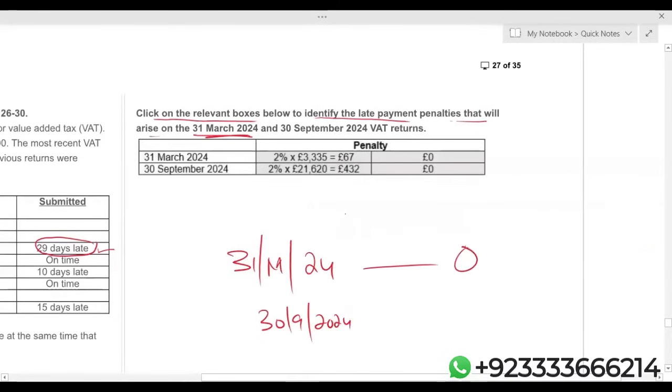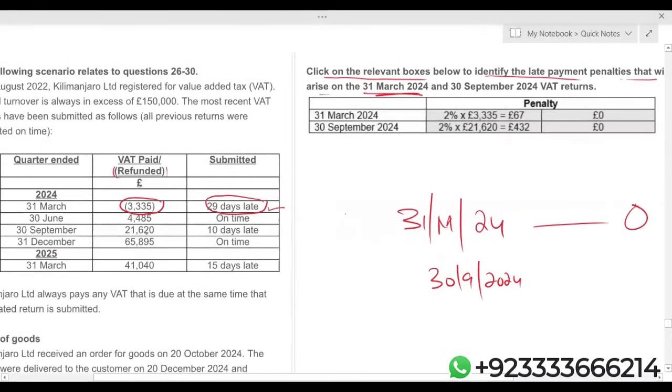Then they're asking September 24. September 24 is just 10 days late. Again, no penalty. Why? When you are submitting within 15 days, no penalty. So there are 2 different reasons why there is no penalty: March 24, because it was VAT refundable, and on 30th September 24, because it was paid within 15 days.